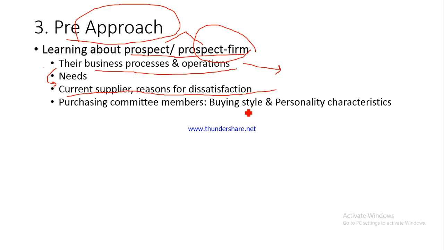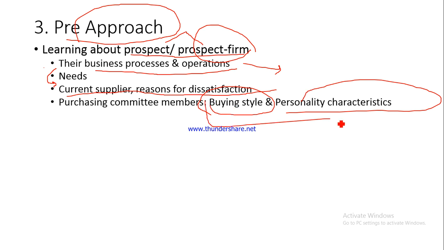In case of a firm, there is a committee which is formed for procurement decisions. So who all are involved? What are their buying styles? What are they looking forward to? Do they negotiate for the lowest price? Do they value quality over the price? And what are their personality characteristics? Because once you are equipped with this knowledge, then you can decide how to tackle and how to make your presentation to these purchase committee members.